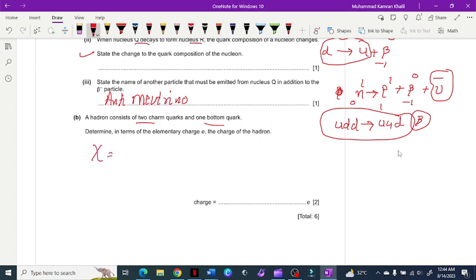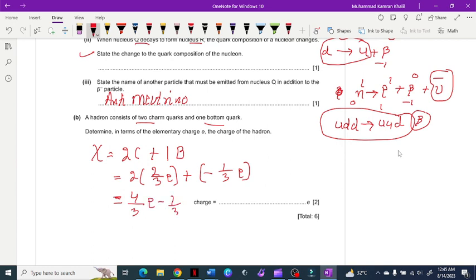A hadron consists of two charm and one bottom quark. So 2 charm plus 1 bottom quark. The charge for the charm is 2 by 3 e, so 2 into 2 by 3 e, plus for the bottom quark it is minus 1 by 3 e. So it will become 4 by 3 e minus 1 by 3 e. So the answer will be plus 1 e.